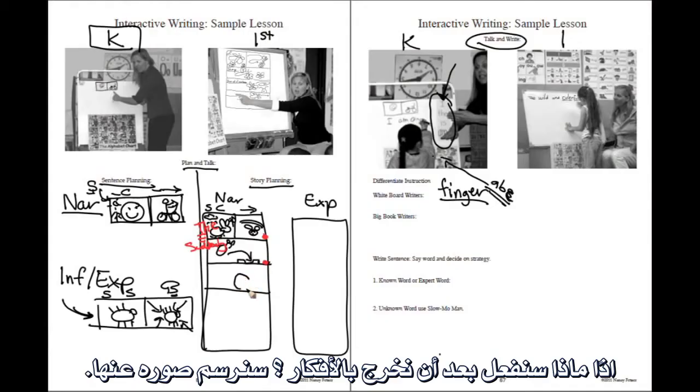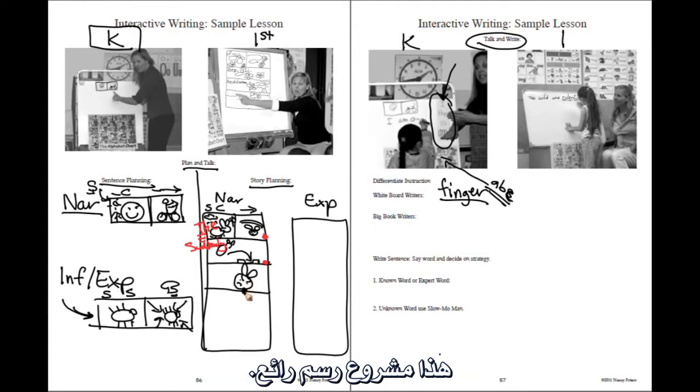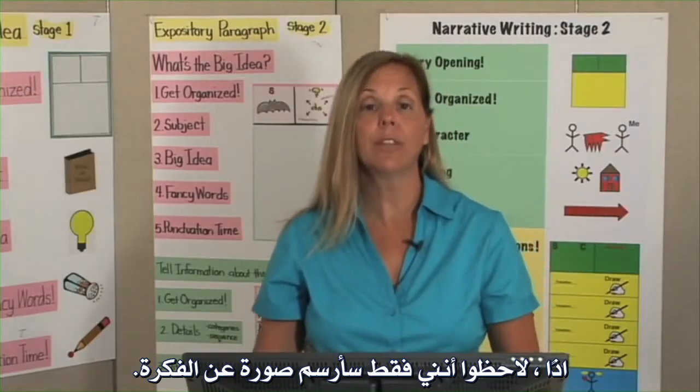Okay, what do we do after we come up with the idea? We draw a picture of it. So here's the bunny mad. He landed on his nose. And that's just such a great art project, huh? There's his nose. Ouch. So notice I'm just drawing a picture for the idea.